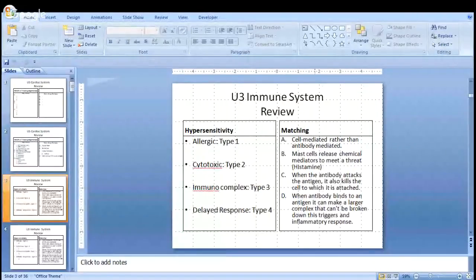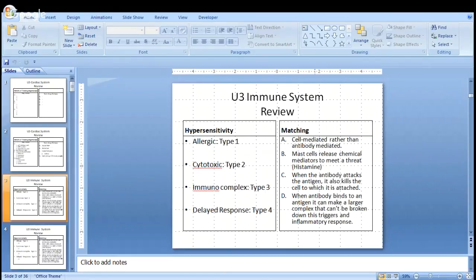Hypersensitivity review. So here are the 4 types of hypersensitivity: allergic type 1, cytotoxic type 2, immunocomplex type 3, and delayed response type 4. And you guys need to match up which goes to which. There's 4 matchings. Match them up. So Addie, are you there? Did you see this? I see it. Do you want me to answer? Yeah, go ahead and start answering some of them.